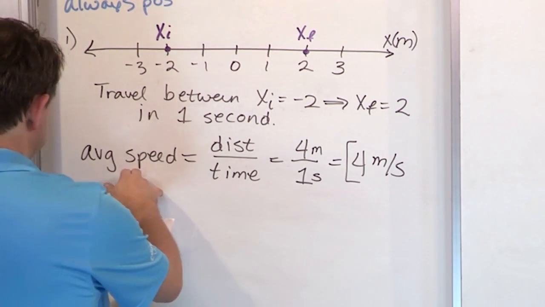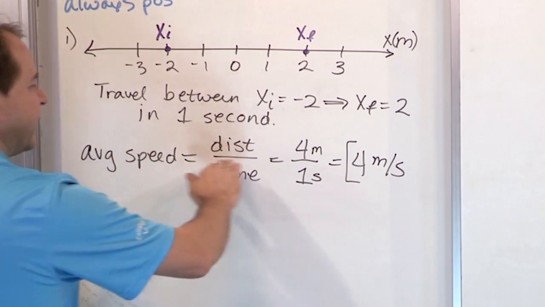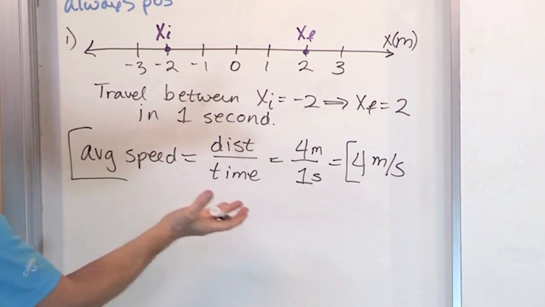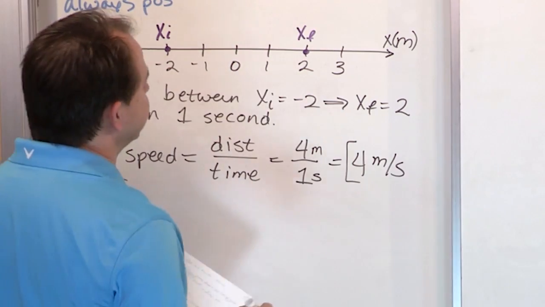This guy is always going to give me a positive quantity. Average speed is always going to give us a positive quantity. So let me go ahead and circle that. That's my answer to this problem. I traveled 4 meters per second.